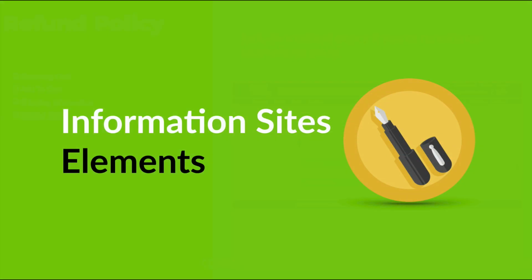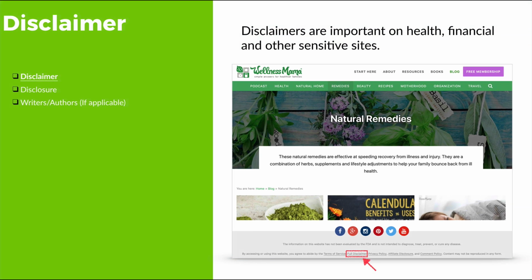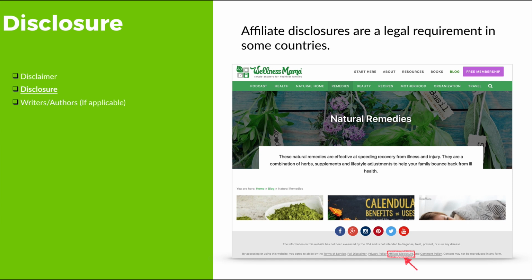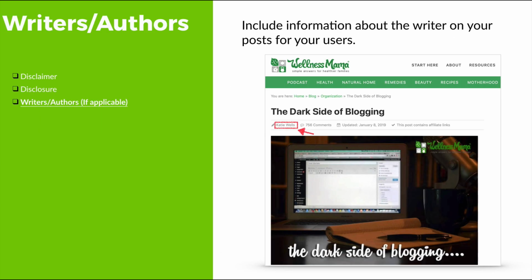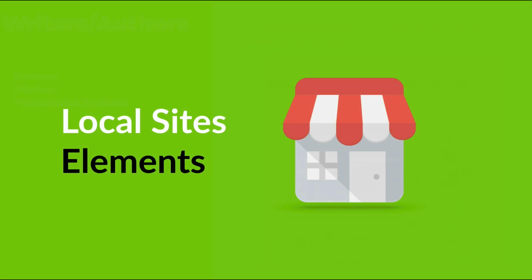All right, information website elements. If you have an affiliate website, you want to make sure you have a disclaimer. That's especially important if you have a health or financial or other sensitive site. You also want to make sure you have a disclosure. So if you're an affiliate and you're recommending products, in some countries this is actually a legal requirement to say that, hey, we're recommending this product and we're getting paid to do so. And of course, having a section or just listing your writers and authors is also very important. Most people want to know where the information is coming from. So list the authors.